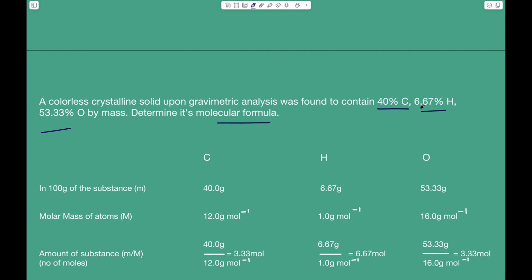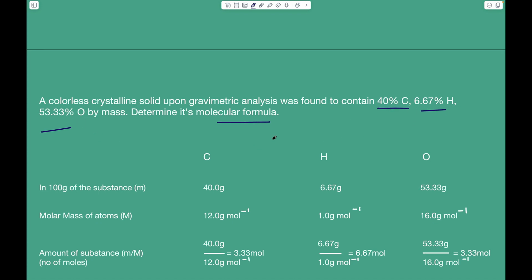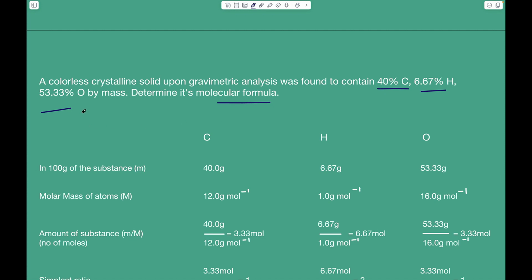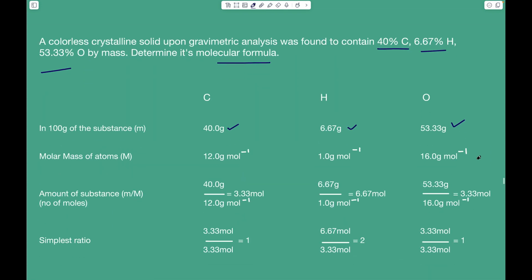Now, what do these percentages indicate? They tell the masses of these elements per 100 grams of the compound. So there is 40 grams of carbon per 100 grams of the substance, so much of hydrogen and so much of oxygen. And we know the molar masses of these atoms. For carbon atoms it is 12 grams per mole, for hydrogen it is this, and for oxygen atoms it is this.